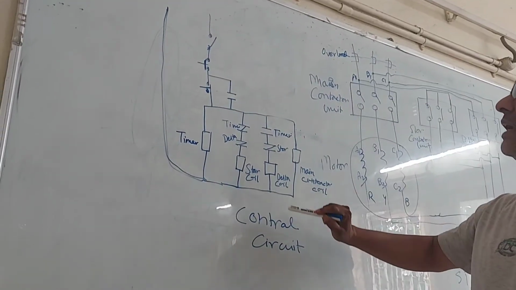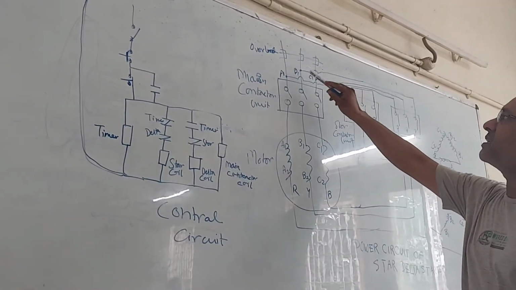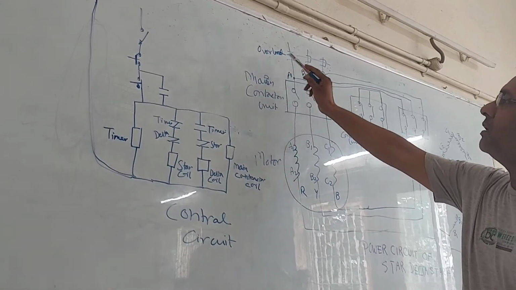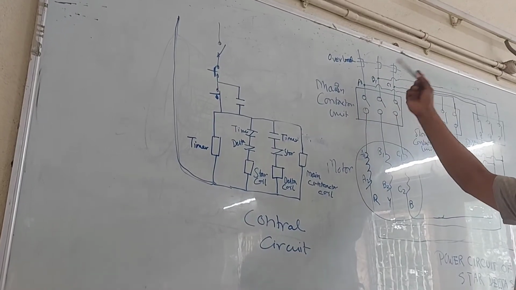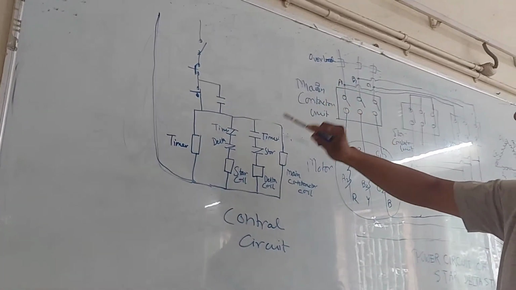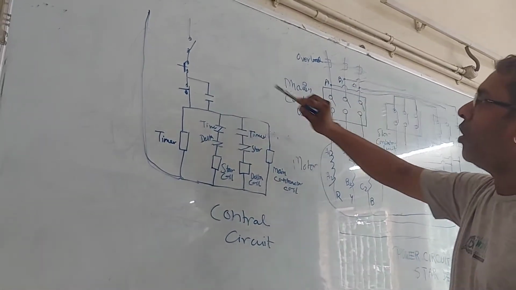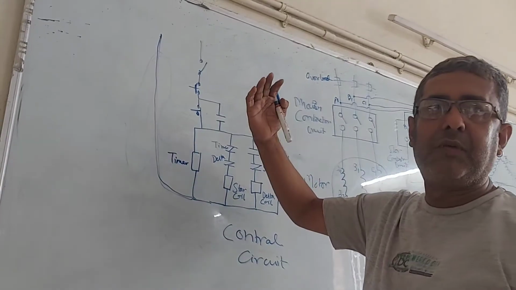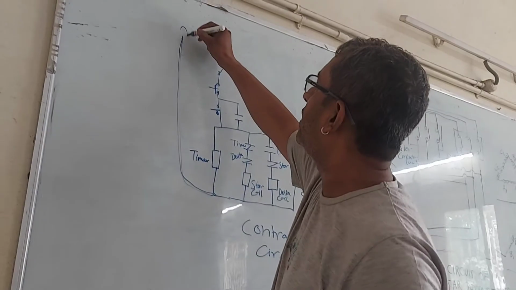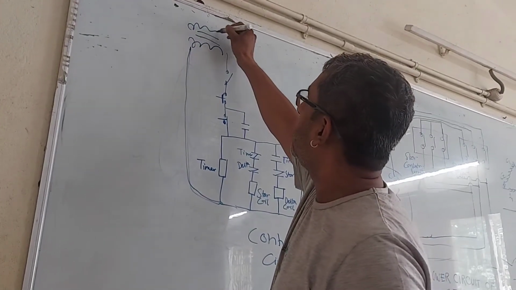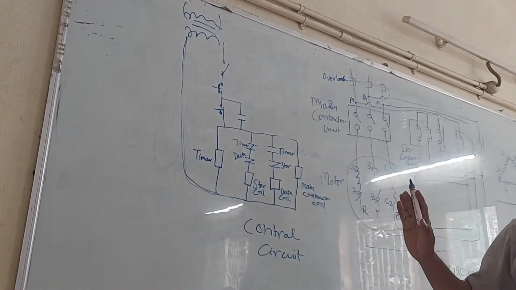This is the control circuit of a star delta starter. From any two phases we are drawing supply to this control circuit. We may take any two phases, or we may take one phase and one neutral, and supply power. No, there is no neutral in this motor. Taking any two phases, or by using a transformer, we can step down the voltage in the control circuit.